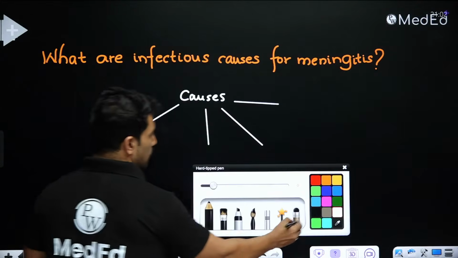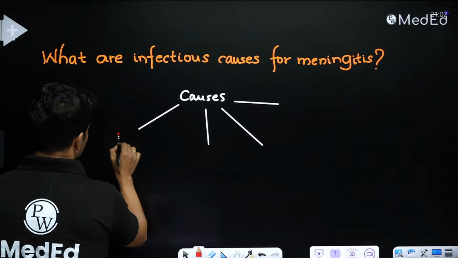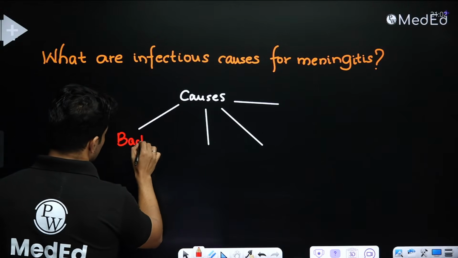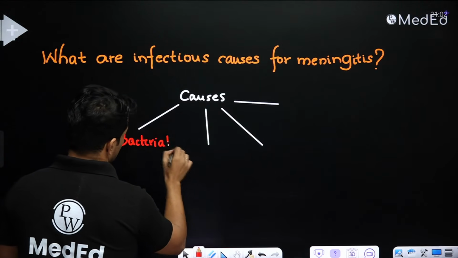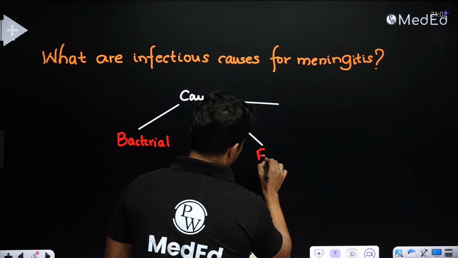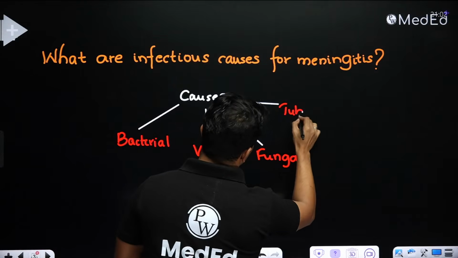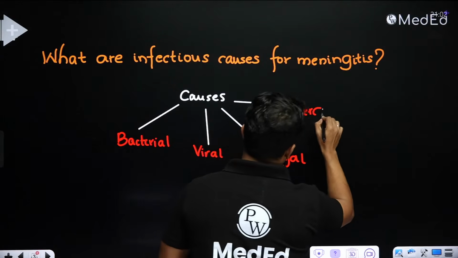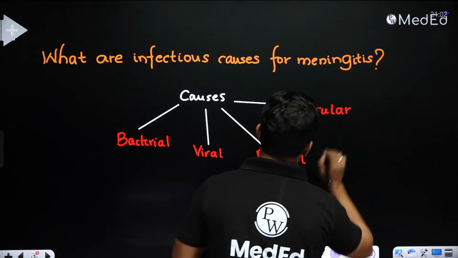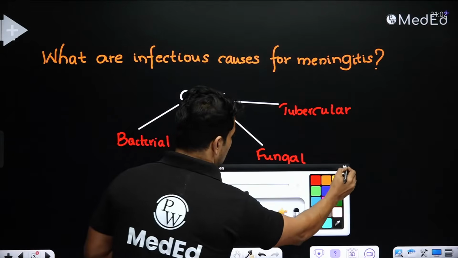The causes for infectious meningitis can be divided into bacterial, viral, fungal, and tubercular. Now let's first begin with the bacterial meningitis. What are the important causes for bacterial meningitis?